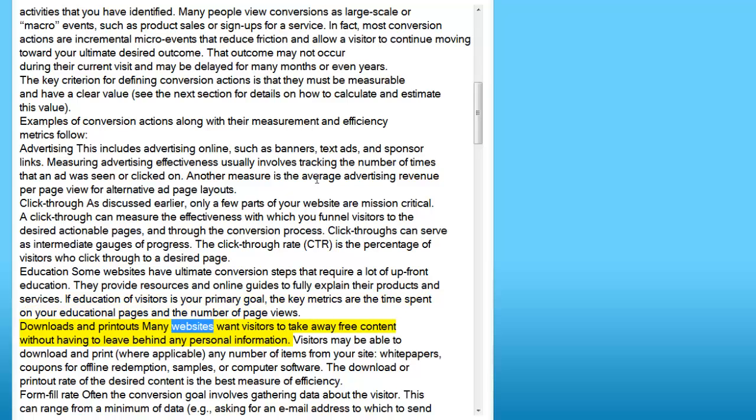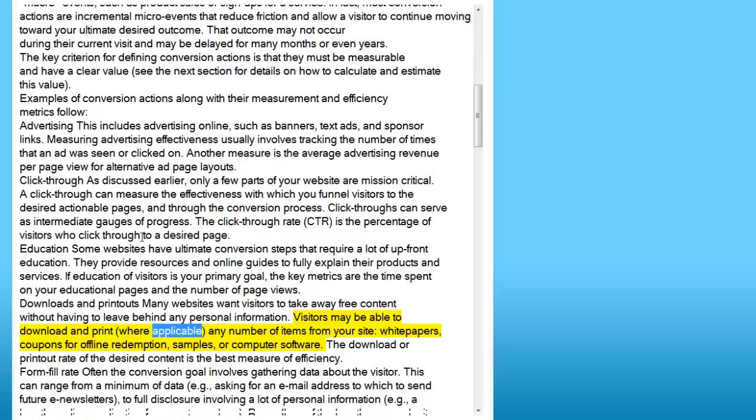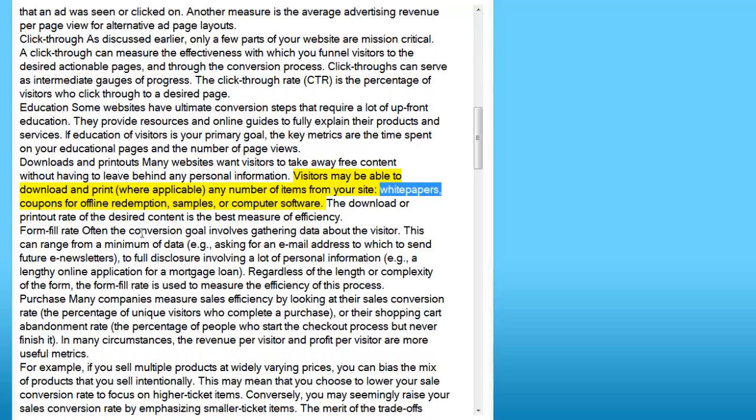Downloads and printouts: many websites want visitors to take away free content without having to leave behind any personal information. Visitors may be able to download and print, where applicable, any number of items from your site: white papers, coupons for offline redemption, samples, or computer software. The download or printout rate of the desired content is the best measure of efficiency.